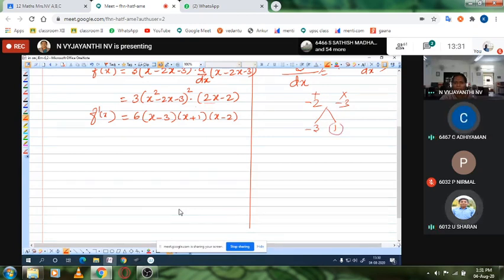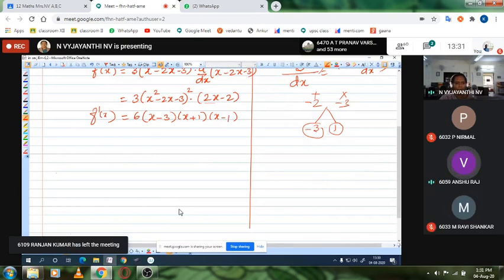F dash of x: you took 2 commonly out, so x minus 1 also, instead of 2x minus 2, it is 2 into x minus 1. So how? Now we want to split the interval.